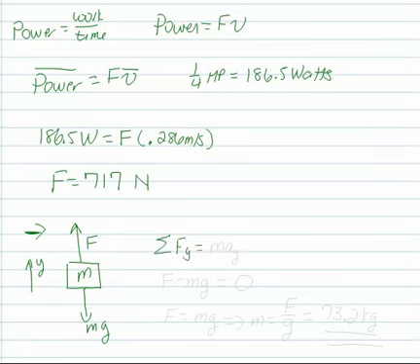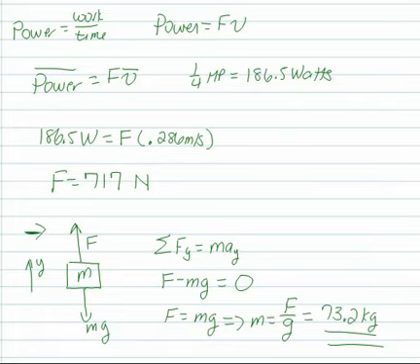Sum Fy equals MAY. So what do we have? F minus mg equals 0. The acceleration is 0 because it's at a constant speed. So now we know lifting force is equal to the weight of the object. So therefore we can find m. M is the lifting force over the acceleration due to gravity, which you can't use negative 9.8. That's not how mg works, if you remember. And when you do this, you get 73.2 kilograms. This is the largest mass that can be lifted.